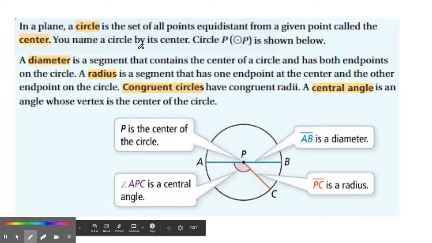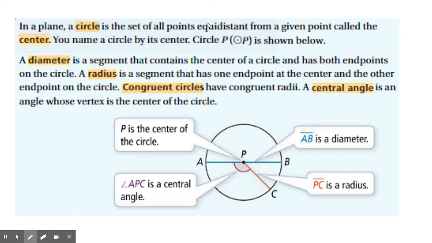All right, so first of all, parts of a circle and what a circle is. A circle is the set of all points equidistant from a given point, which is called the center. So down here, this is called circle P. Notice the notation here, a circle symbol with the P. So the black circle around here, all of these points are the same distance away from P.